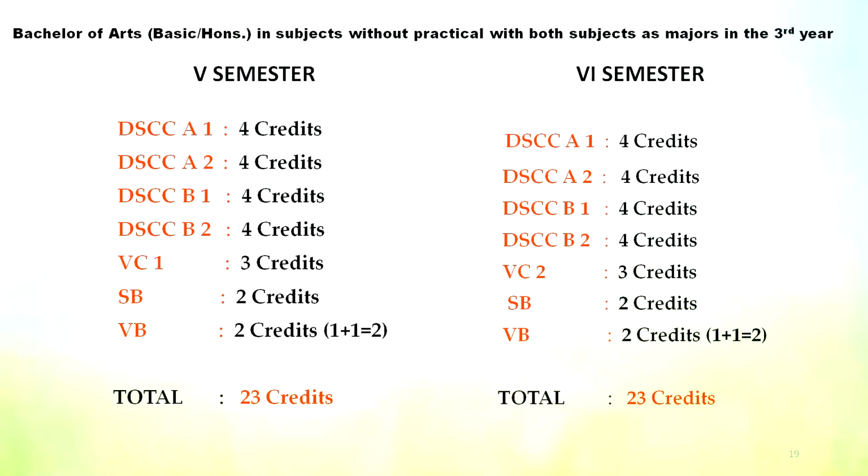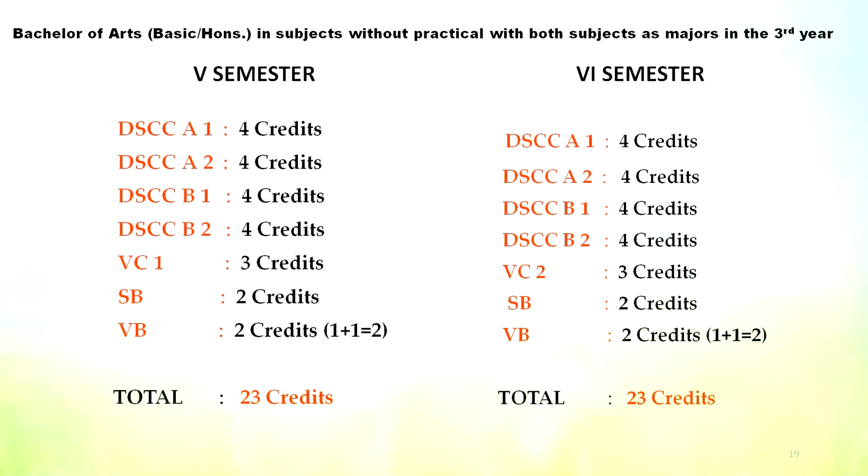The vocational course will carry 3 credits. The skill-based course will carry 2 credits and the value-based course will carry 2 credits. So at the end of the fifth semester, the student will be earning 23 credits.